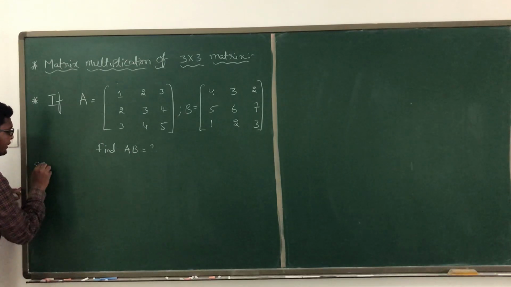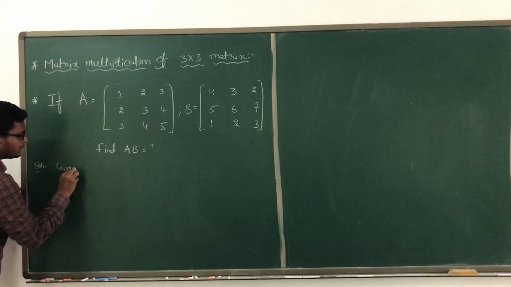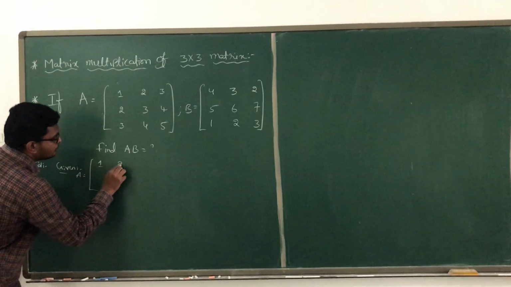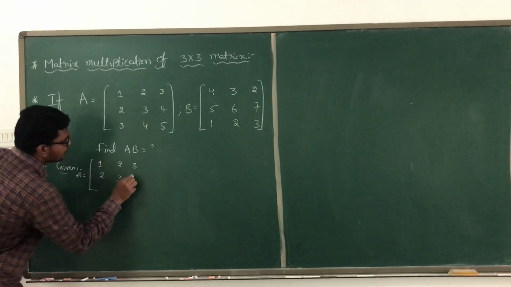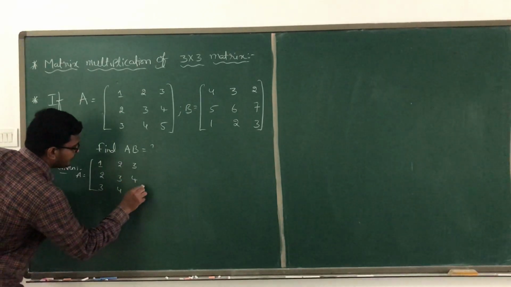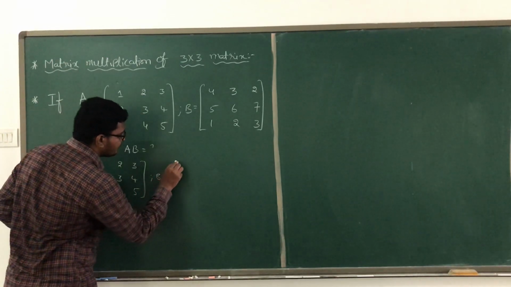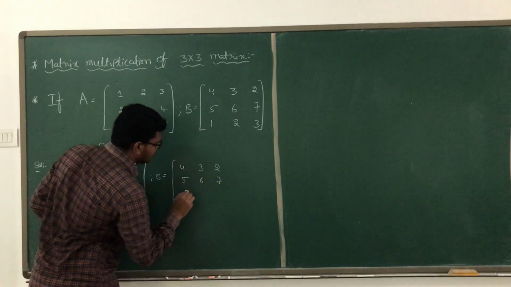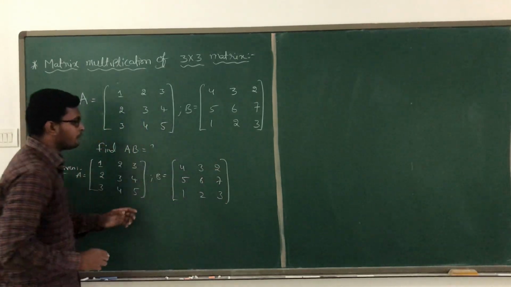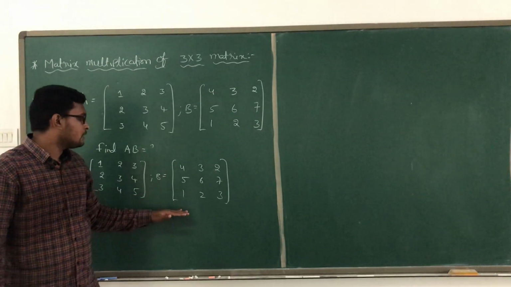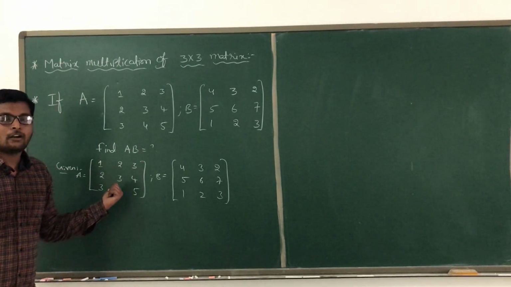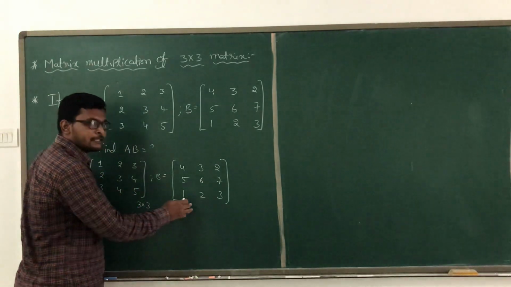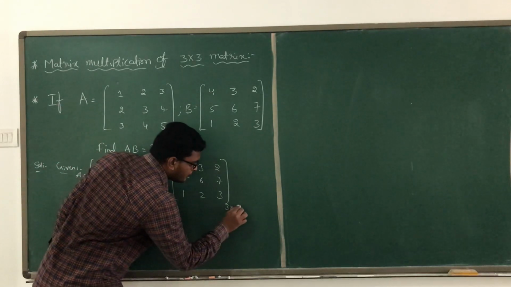Let us write again. What is given? Two matrices. A is equal to 1, 2, 3, 2, 3, 4, 3, 4, 5 and B is equal to 4, 3, 2, 5, 6, 7, 1, 2, 3. First, we have to proceed with the algorithm. First we have to find the order of the matrix. What is the order of matrix A? It is of order 3 by 3. Similarly, matrix B is also of order 3 by 3.